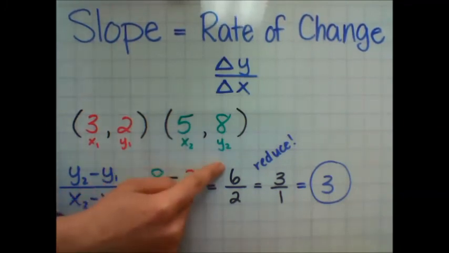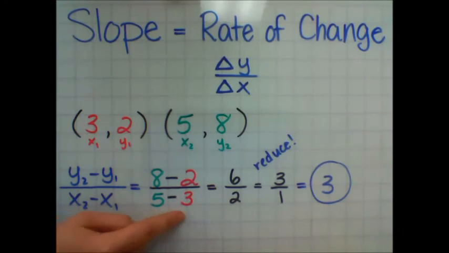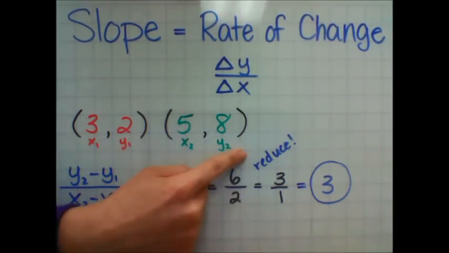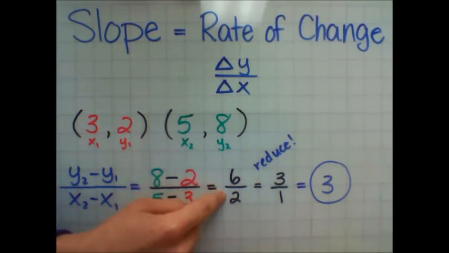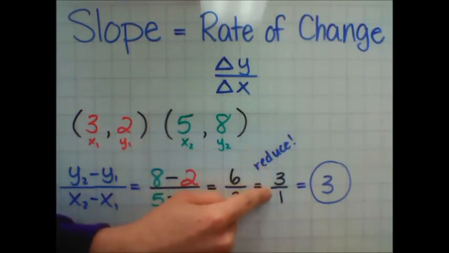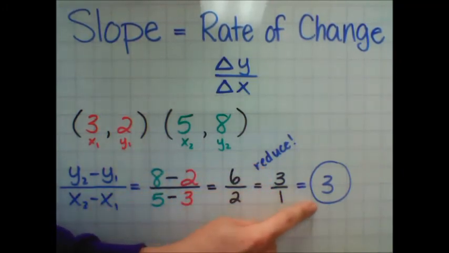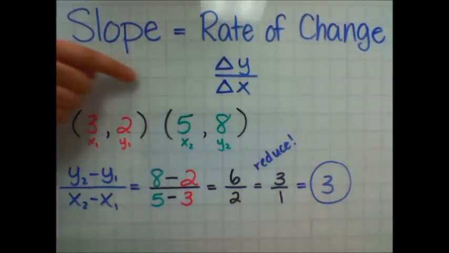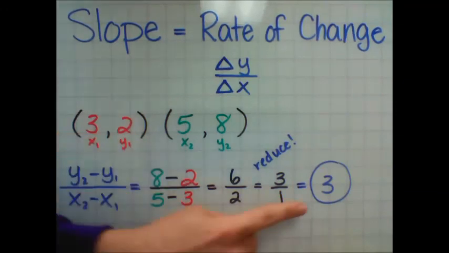8 minus 2 is 6. 5 minus 3 is 2. Reduce. 6 divided by 2 reduces to 3 over 1. And we can write 3 over 1 as just 3. So my slope between these 2 points is 3.